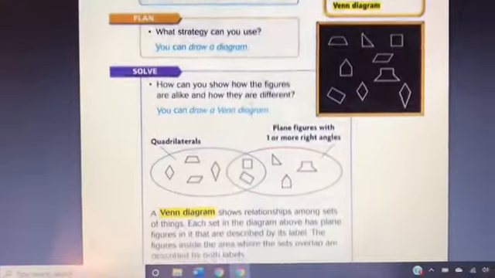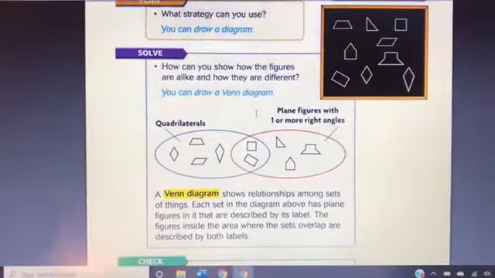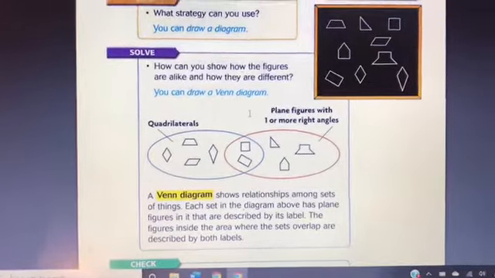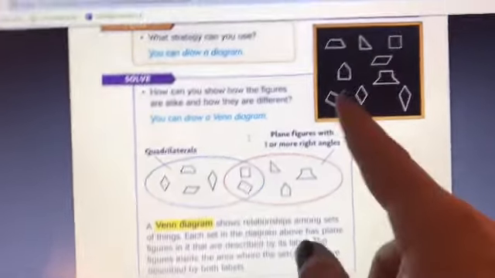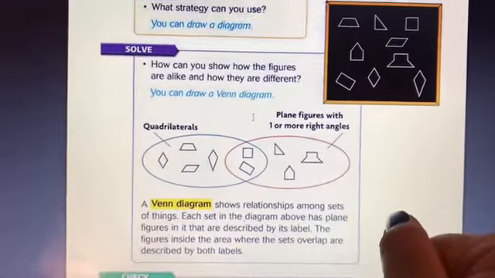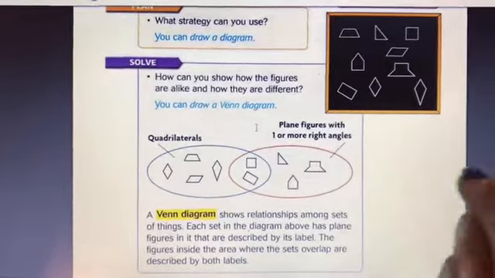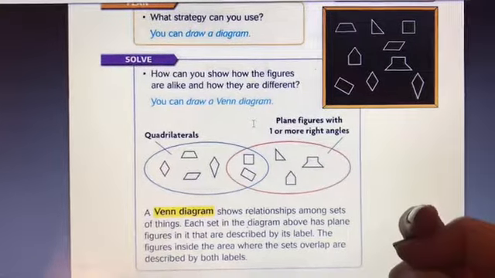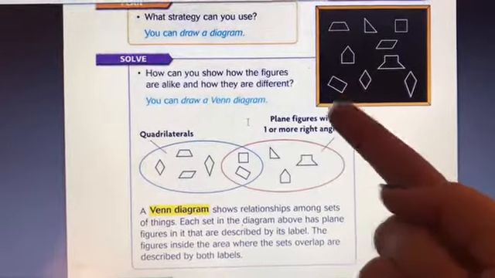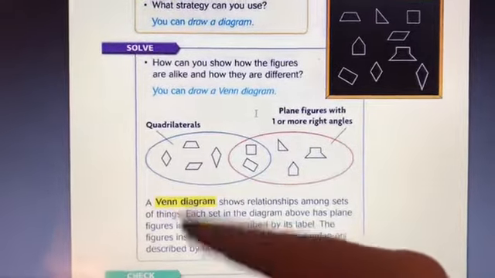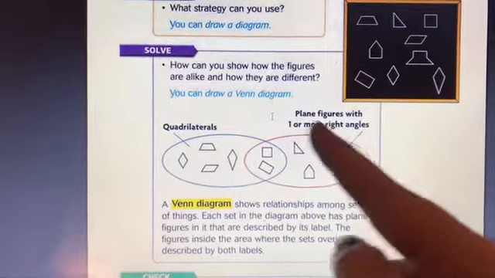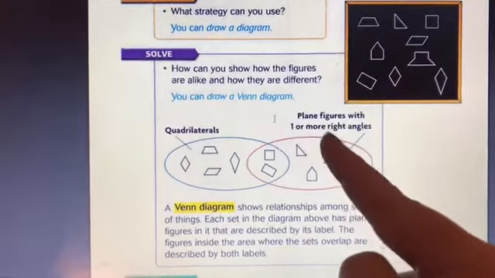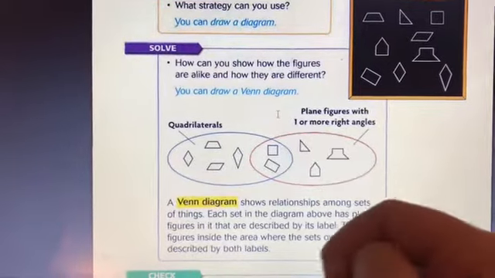And let's see how they did it. So it wants us to find how some shapes are alike and some shapes are different. So if we look at these shapes up here on this chalkboard, let's see how some of them are alike. I can see right off the bat that some of them are quadrilaterals and some of them aren't quadrilaterals, but some of them have right angles. So what they did is they drew a Venn diagram with two circles, one that was labeled quadrilaterals and one that was labeled plane figures with one or more right angles.